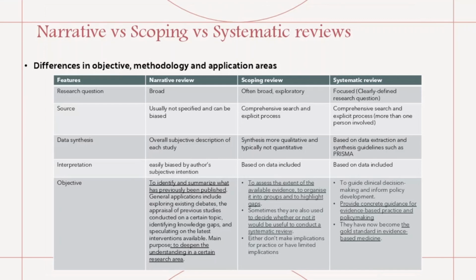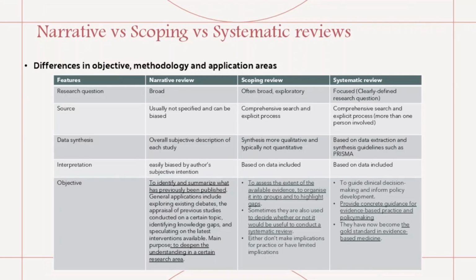So let's talk about the first difference, which is the objective. The objective of a narrative review is to identify and summarize what has previously been published. So the main goal when performing a narrative review is to deepen the understanding in a certain research area. The research question that is answered when performing a narrative review is pretty broad. However, the data synthesis and interpretation are extremely subjective, and they can be biased by the author's intention and previous knowledge.